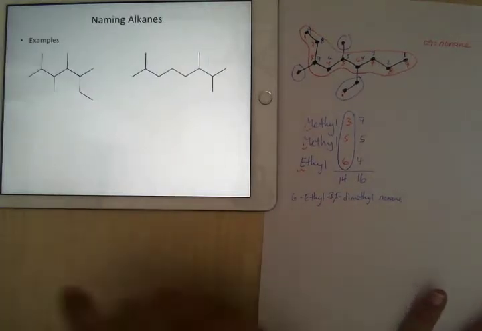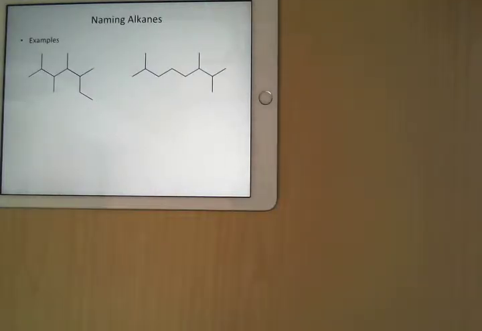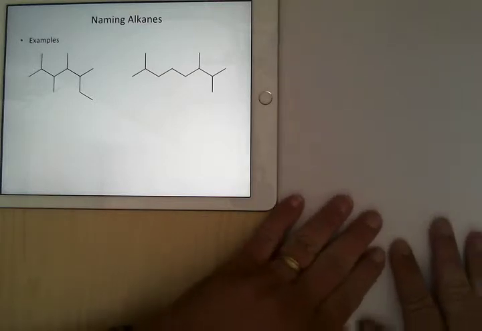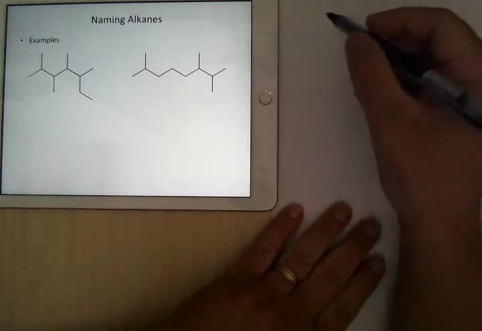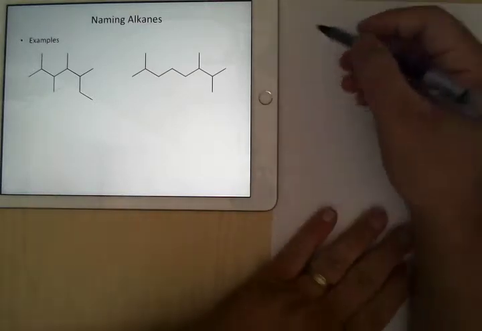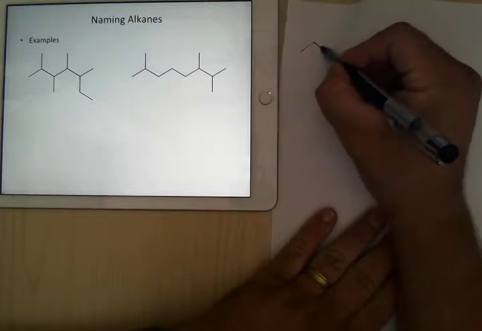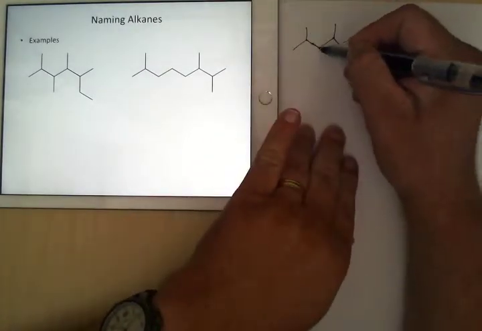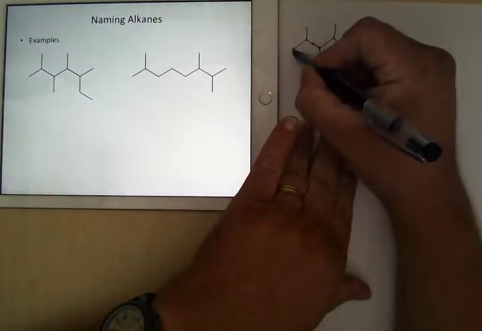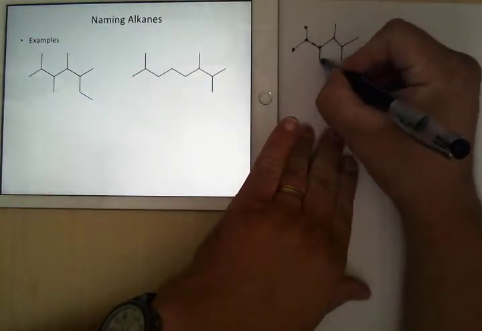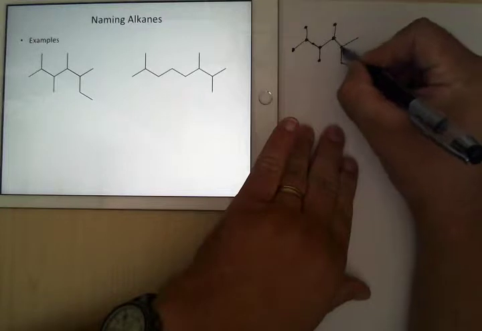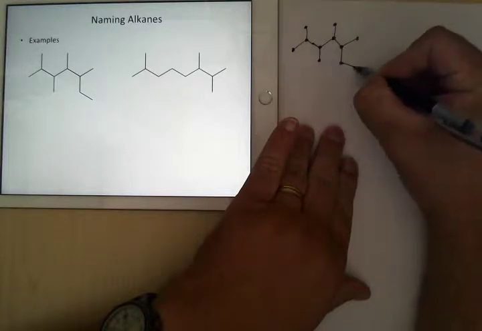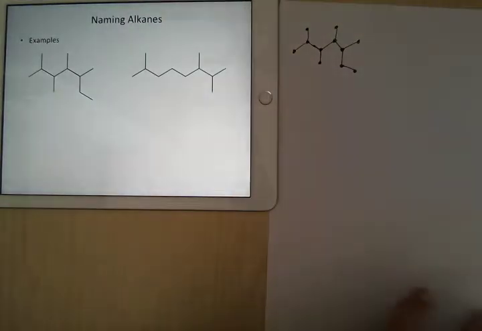Okay. So we do lots of examples here. Put in your dots when you're starting out. So here we go.